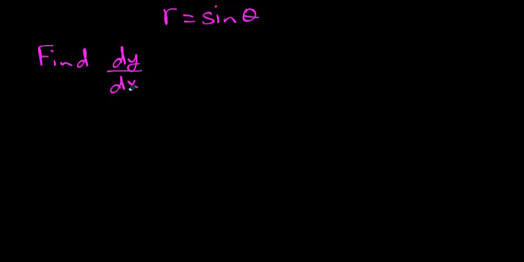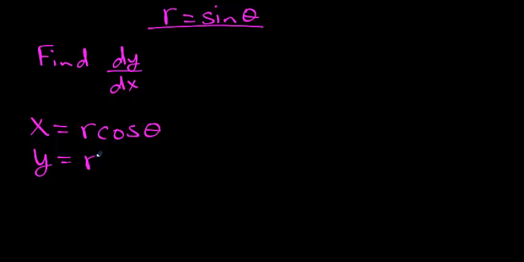I'm not finding the derivative of r with respect to theta. I'm finding the derivative of y with respect to x. But there's no x and y up there, not obviously. It's buried in there. So how do we get at that? How do we find dy dx? Well, remember this: x is equal to r cosine theta, and y is equal to r sine theta, right?